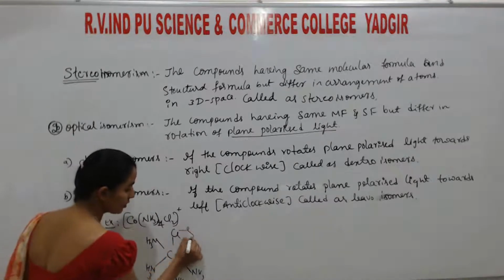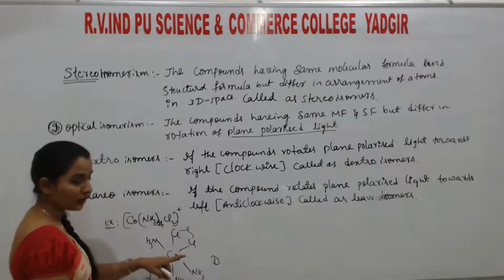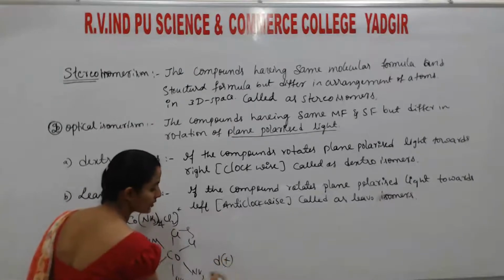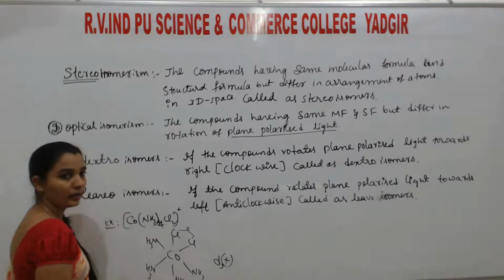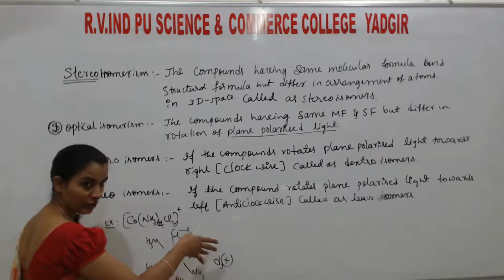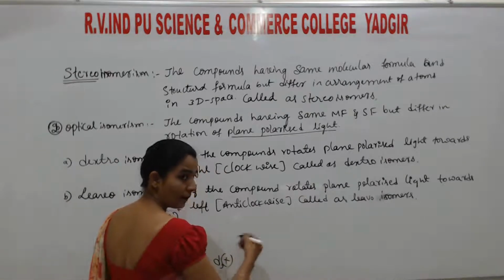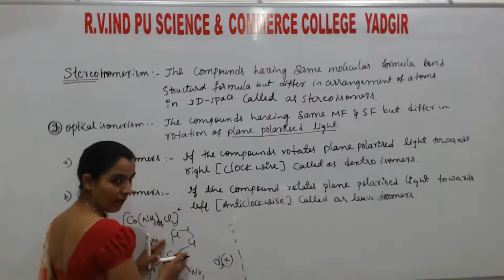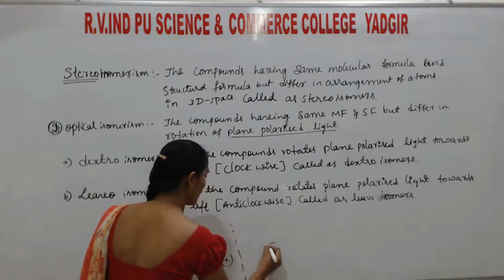Assume if these two result in rotation of plane polarized light towards the right, that is represented by capital D or small d or plus. It is represented by D or plus, dextro, positive rotation, clockwise. So exactly opposite of this, the mirror image of this. If we keep this compound opposite to this, then we will get, students, listen.